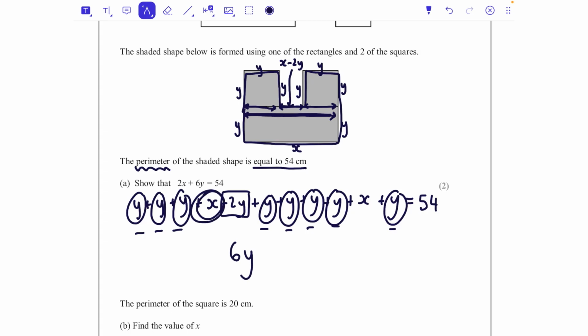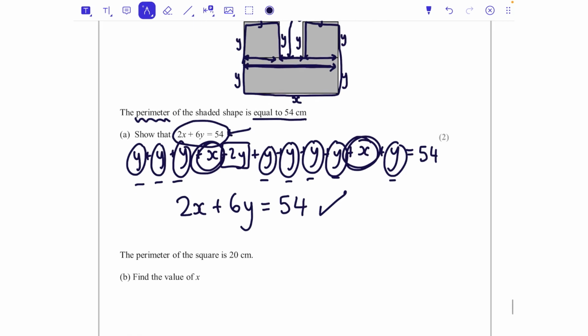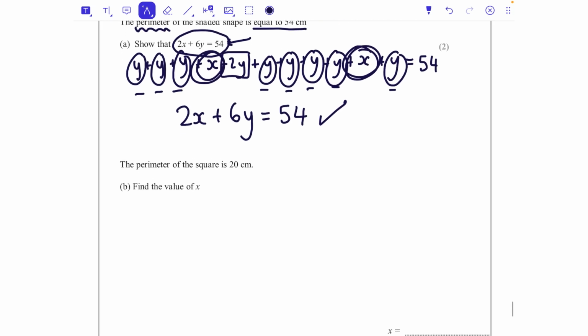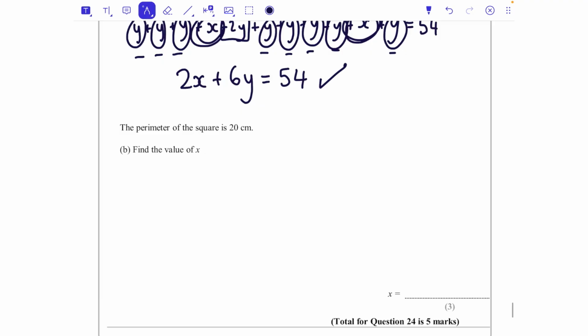And then I've got an x here and I've got an x here. So it's 2 x's, add 6 y's, and that equals 54. And now we've got what they got. So we didn't use this, we just showed that we got the same answer as them, and that's that for 2 marks. It then says the perimeter of the square is 20.